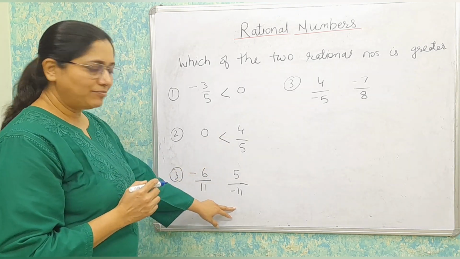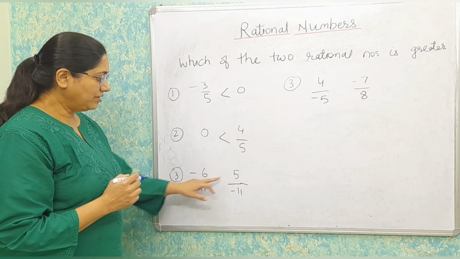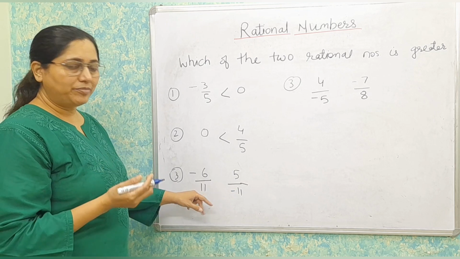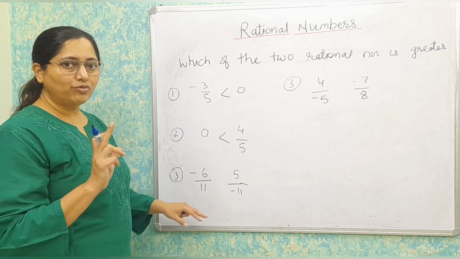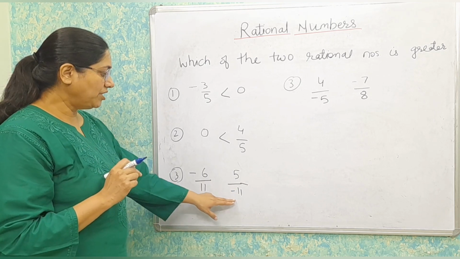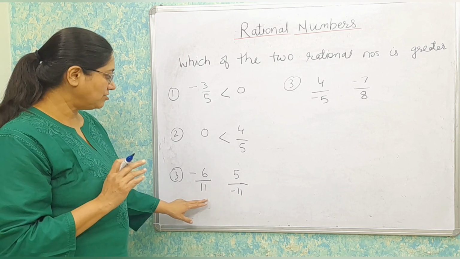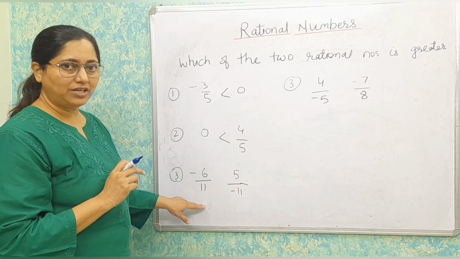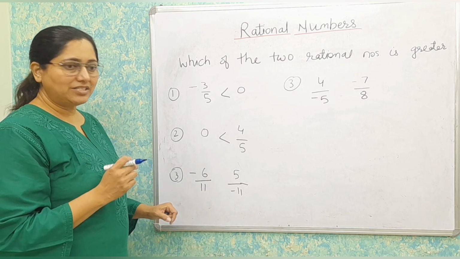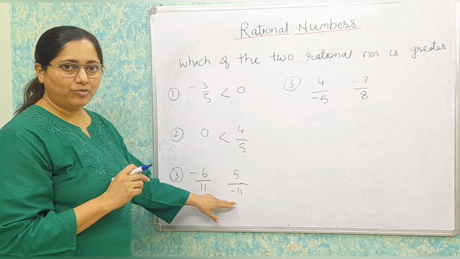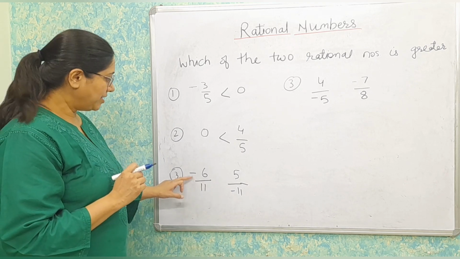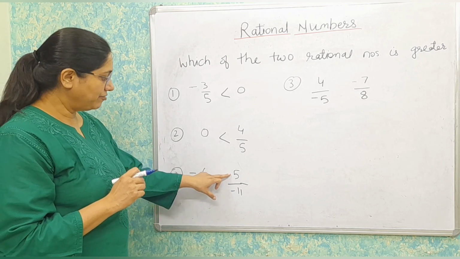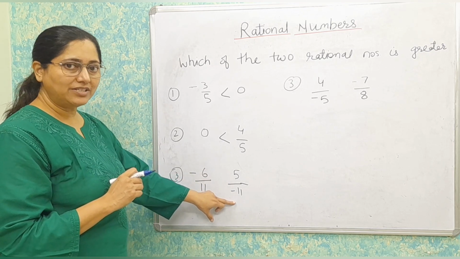In our third example, minus 6 upon 11 and 5 upon minus 11. Whenever we have to compare two rational numbers, look for two things. Denominator should be equal. This condition is already fulfilled. Both the numbers have 11 as a denominator. But second condition is that denominator should be positive. In first number, minus 6 upon 11, 11 is positive. But in second number, 5 upon minus 11, 11 is negative.